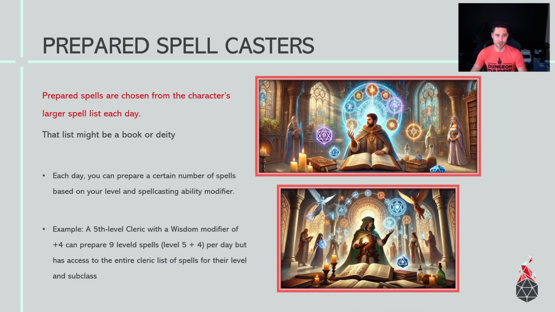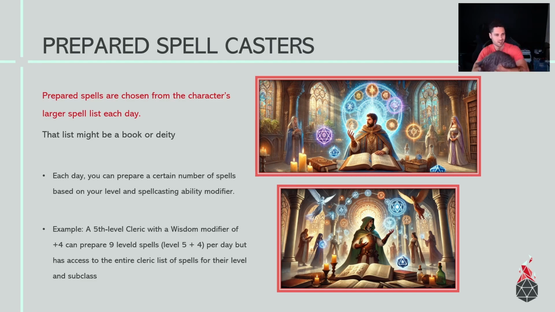Versus your prepared spellcasters. These are typically your more complicated spellcasters. Prepared spells are chosen from the character's largest spell list each day. That list might be a book if you're a wizard, or a deity if you are some of the other classes. Each day, you can prepare a certain number of spells based on your level and spellcasting ability modifier.